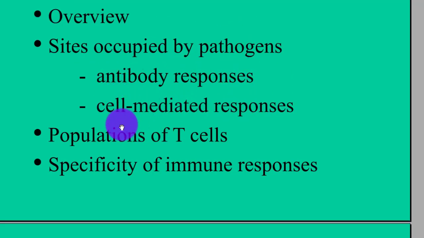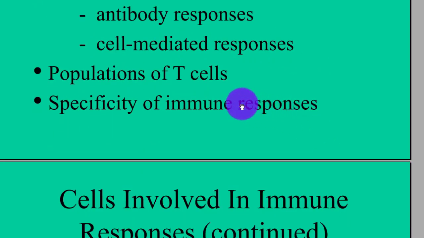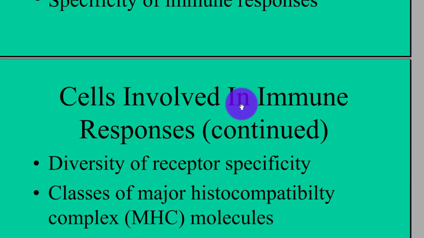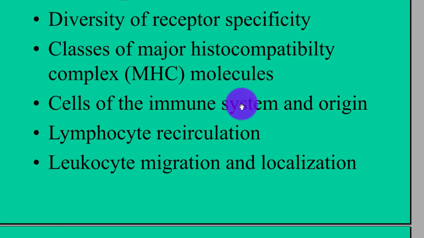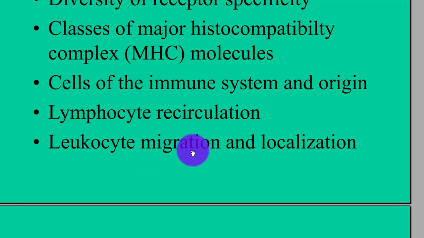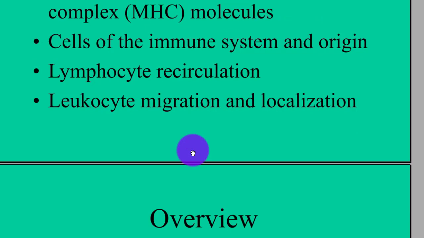Antibody responses, cell-mediated responses, population of T cell types, specificity of the immune response, cells involved in the immune response, diversity of receptors, specificity and classes of the major histocompatibility complex, major histocompatibility molecules and their type 1 and type 2, cells of the immune system and their origin, B cells and T cells, lymphocyte recirculation in the body, and leukocyte migration and localization when it finds any pathogen, how it deals with it.